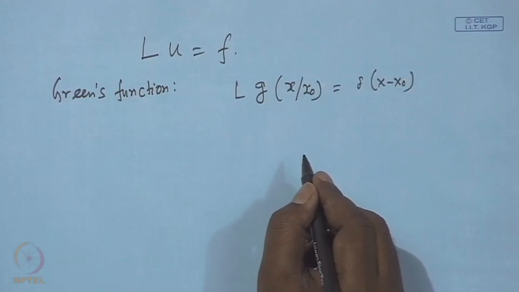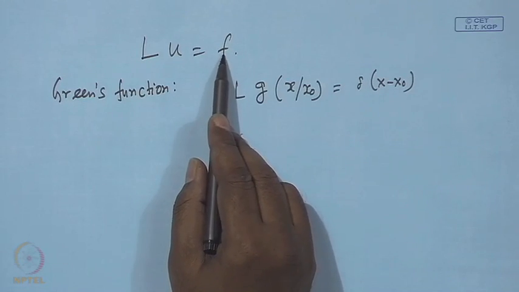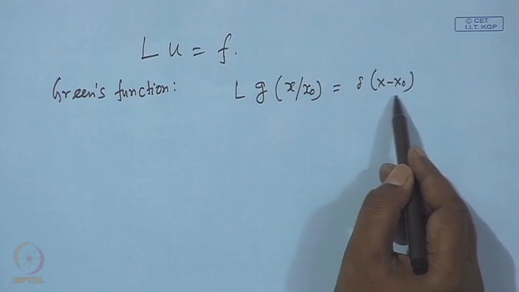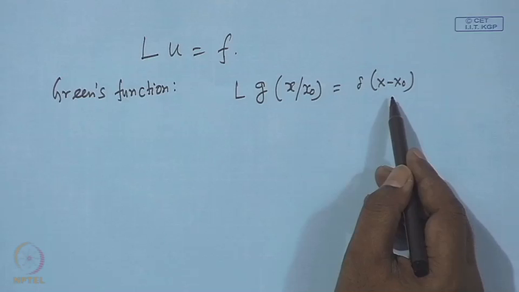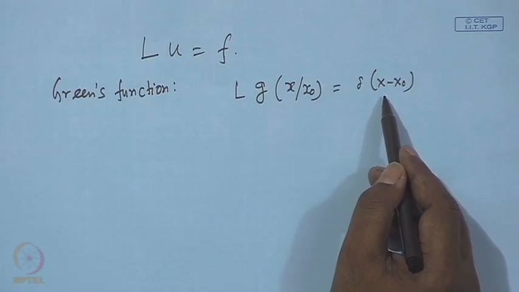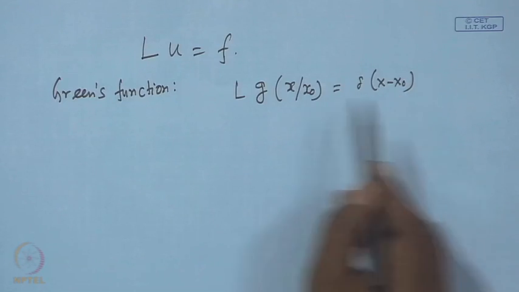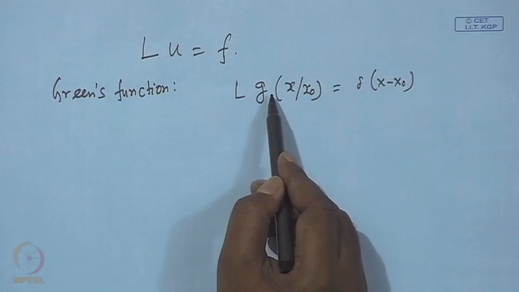So, what we have done, we have replaced the non-homogeneous term in the governing equation by a unit source term. Delta is given by a Dirac delta function, and the unit step function or the source term is placed at x is equal to x0. So, it's a Dirac delta function, and we replace u by g.